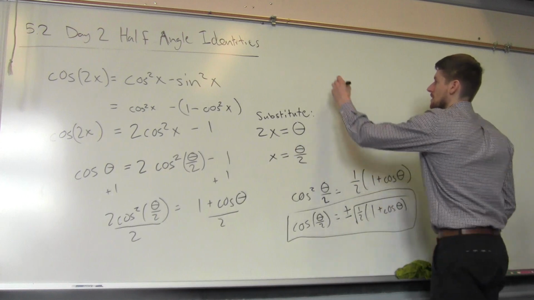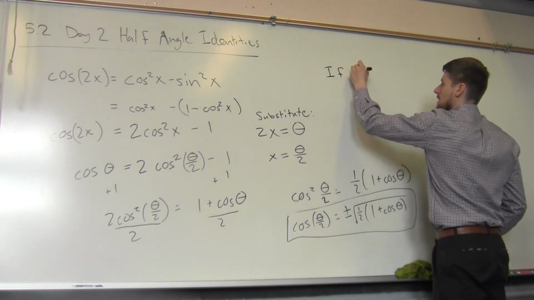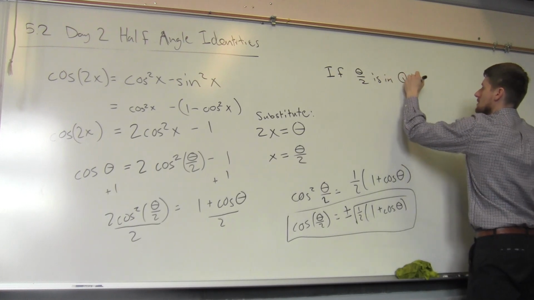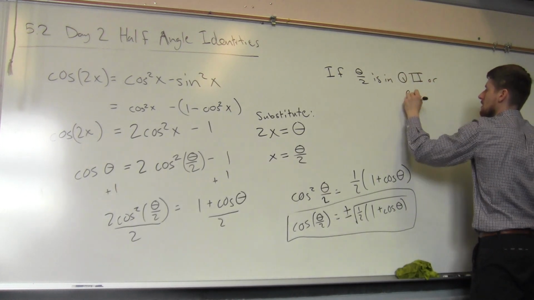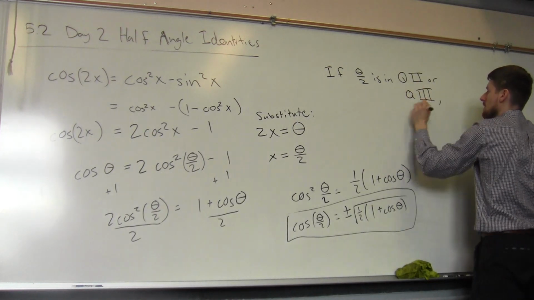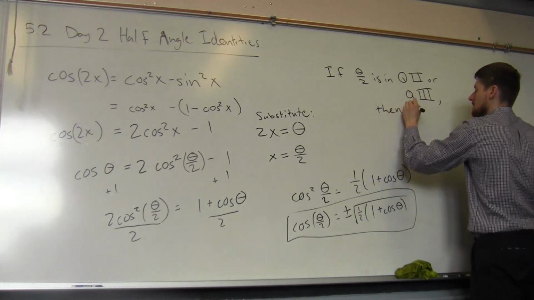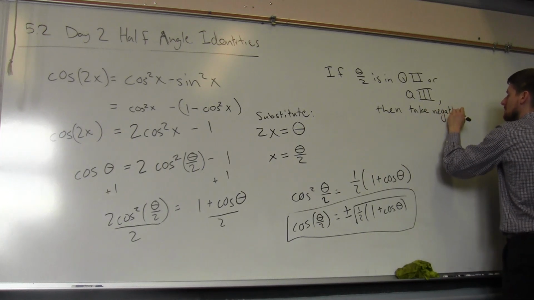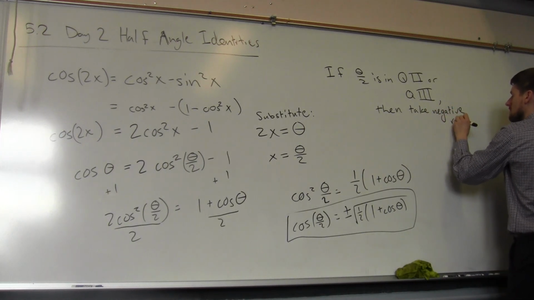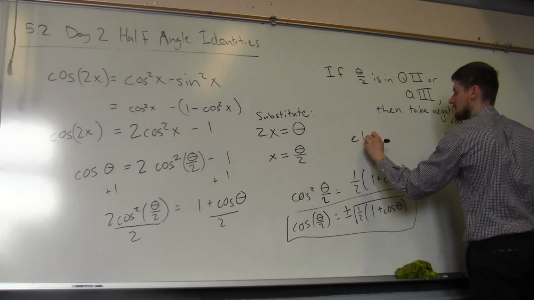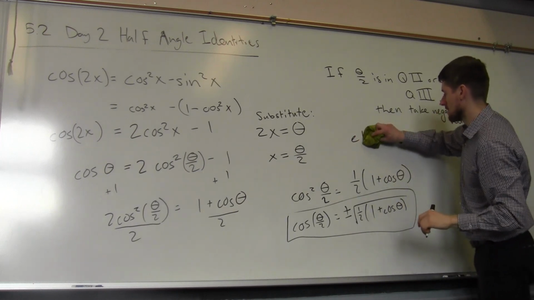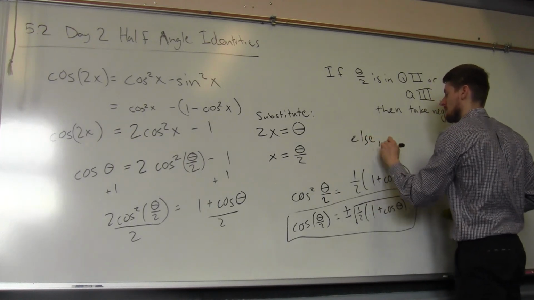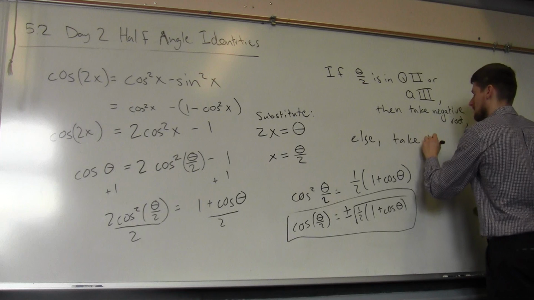So I'll just write that down. If theta over 2 is in Q2 or Q3, then take the negative root, else, oops, take the positive root.